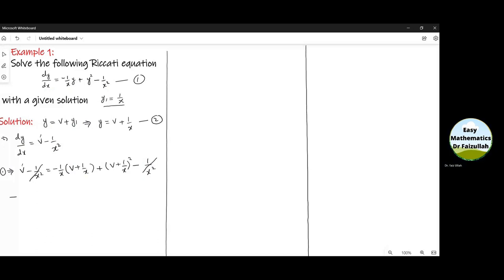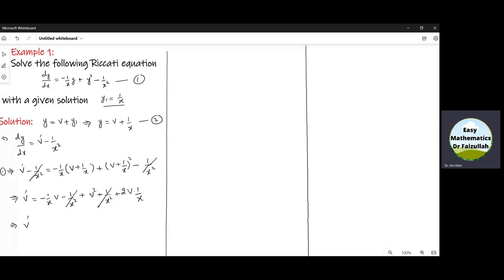So we have v' is equal to minus 1/x v, minus 1/x squared, plus v squared plus 1/x squared plus 2 v into 1/x. And now we can see minus 1/x squared and plus 1/x squared will cancel. And from the remaining, now let us simplify this.